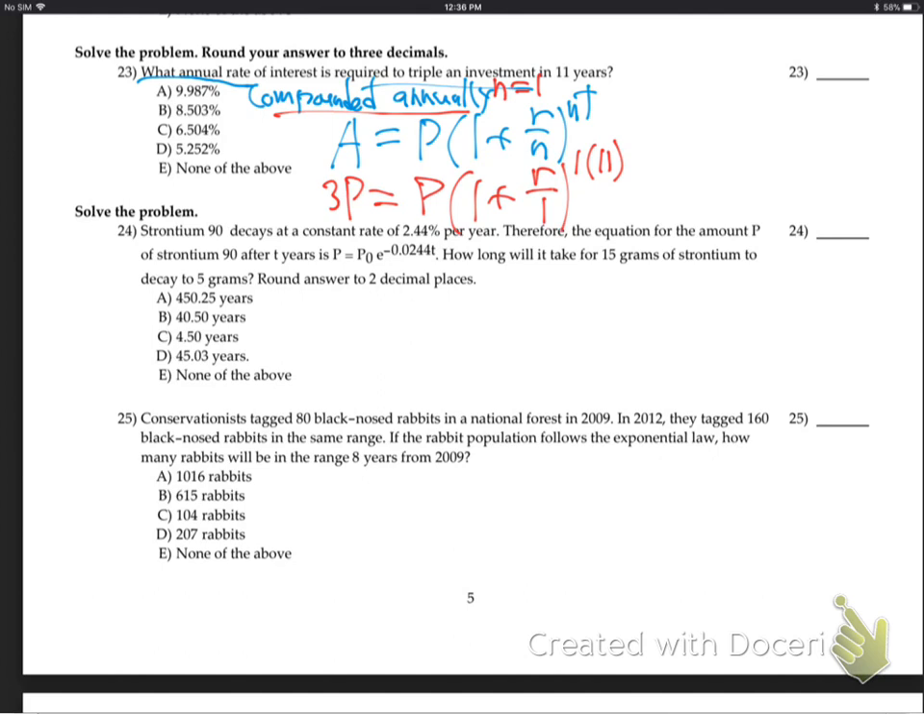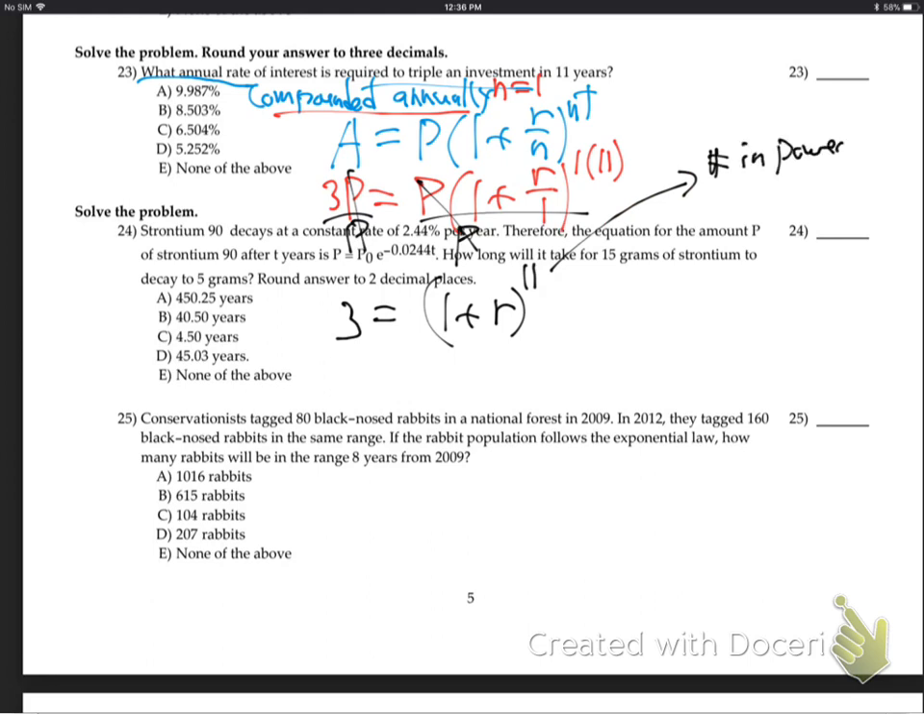Good to there? What's the first step for solving that thing? Get rid of P, huh? Boom and a boom. 3 equals 1 plus r over 1 is just r to the 11th. Good to there. Now, how do I solve that thing for r? Good job. Yeah, are you all comfortable with that? When you have a number in the power, do 1 over number both sides, or the root.